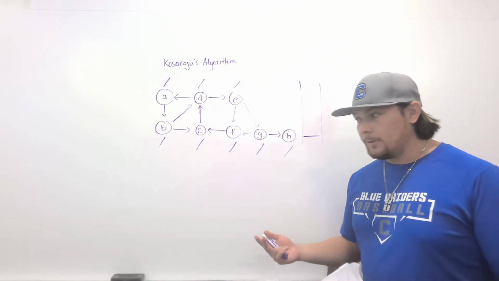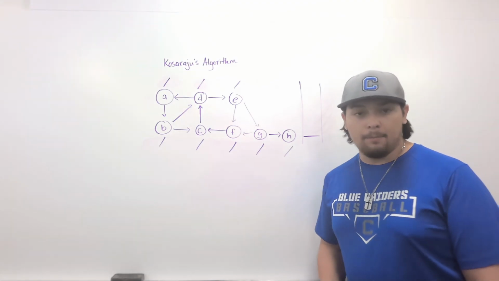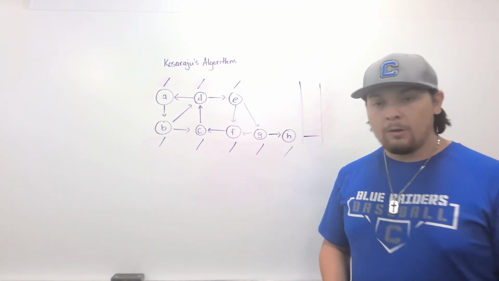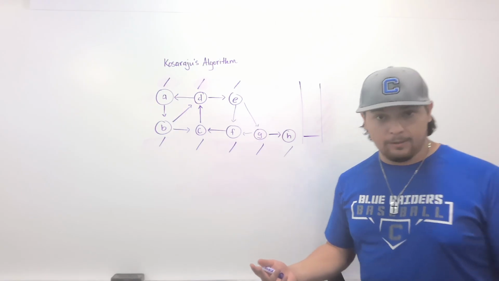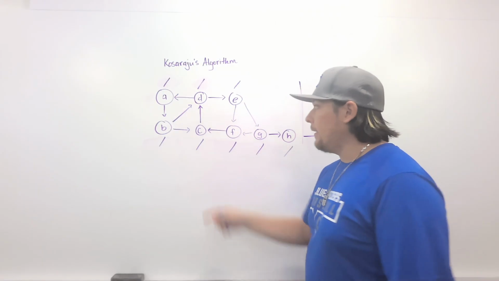What does this algorithm do? The goal of this algorithm is to find strongly connected components within a graph. What are strongly connected components? We can see in the subgraph, I can explain.